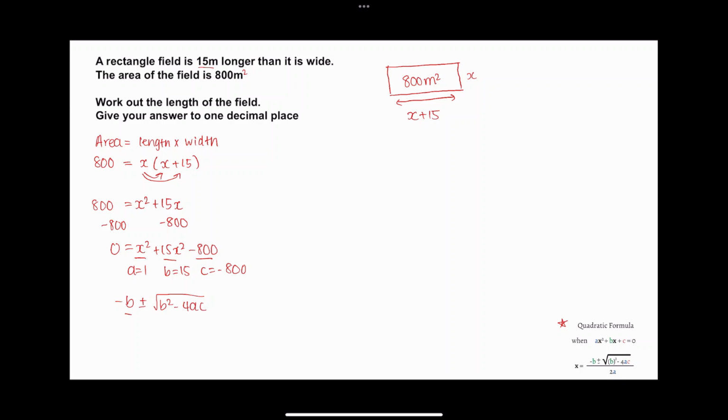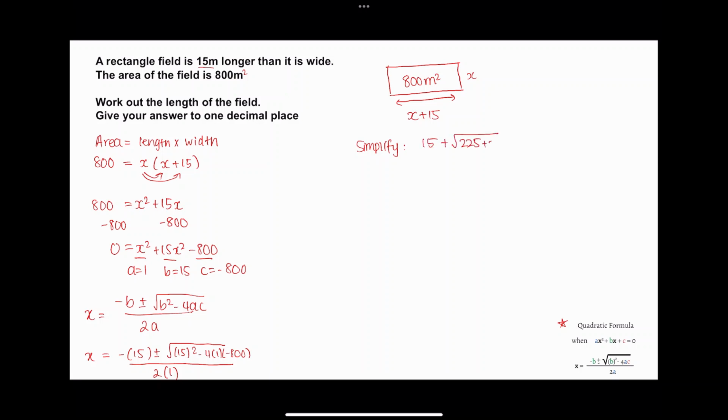You should always attempt to draw a diagram in these scenarios to prevent any misunderstandings. We know that the area of a rectangle is equal to base times height, so 800 is equal to x plus 15 multiplied by x. Once you have expanded that, you can see we are closer to a quadratic equation, so then all you have to do is rearrange the equation now.